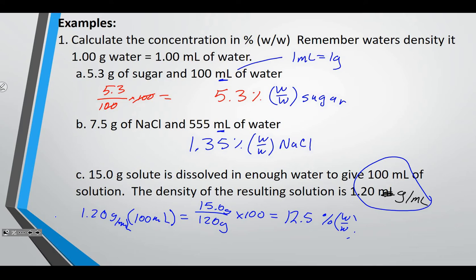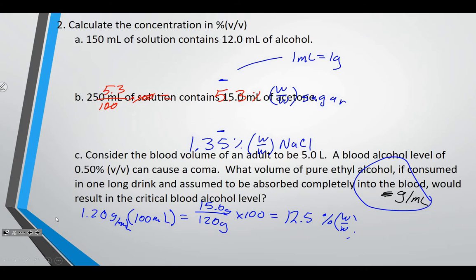Did you have a question? Yes? Was it just a coincidence? I had no idea what I was doing, but I tried it anyway, and I did 15 divided by 1.2, and I got the same answer. How'd you get 122? I said 1.2. Interesting. Shouldn't have worked, but you were lucky. Okay, all right, let's go forward.